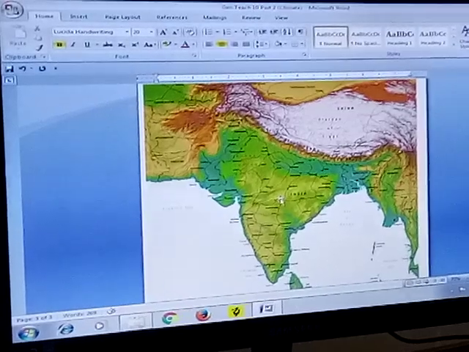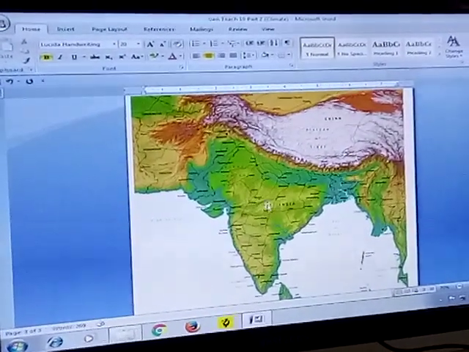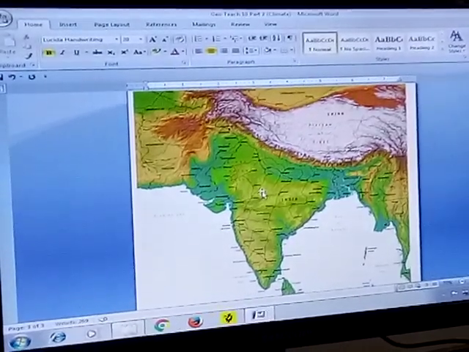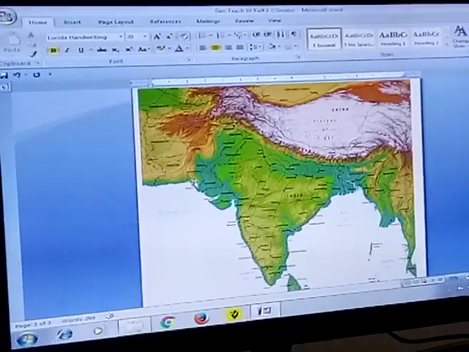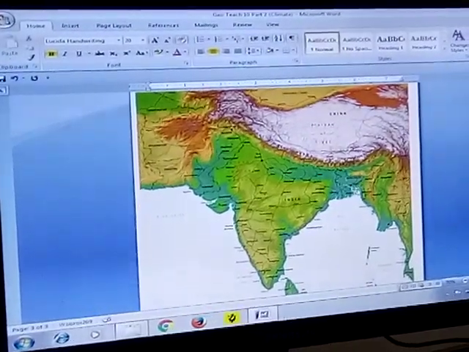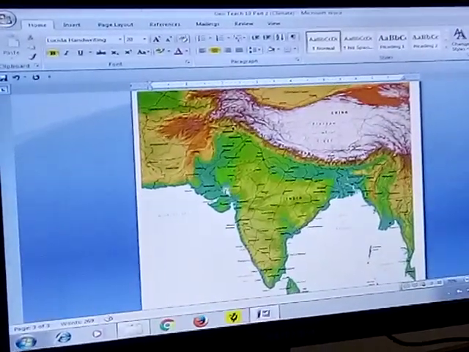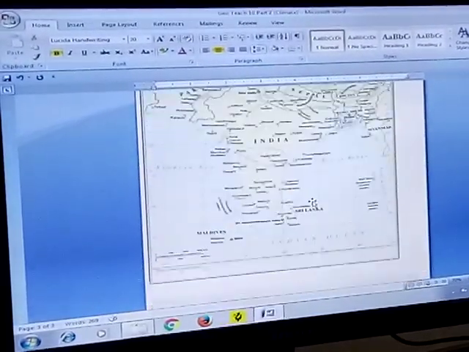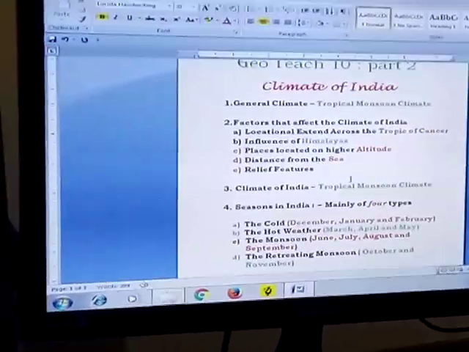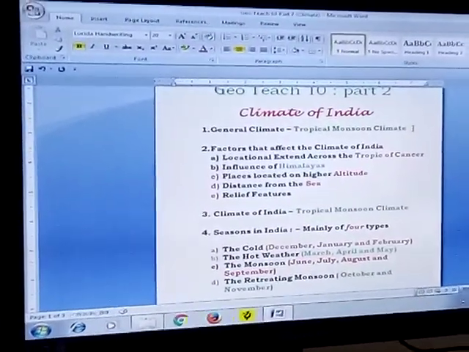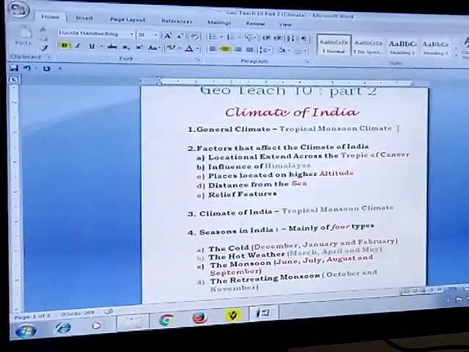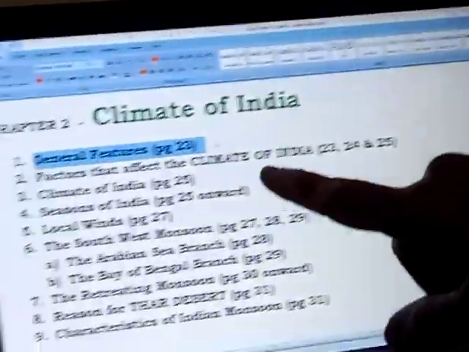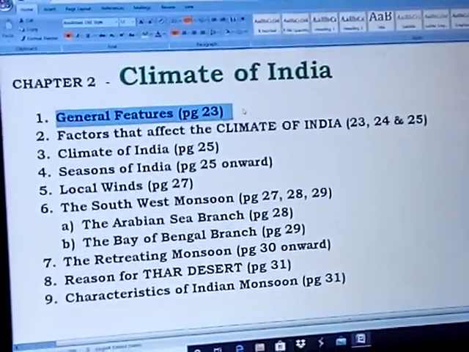So finally, we cannot conclude that India has one unifying climatic condition. However, the Tropic of Cancer passes almost through the middle of India. Therefore, we come to the conclusion that the climate of India is tropical monsoon climate. You will get the details on page number 23.